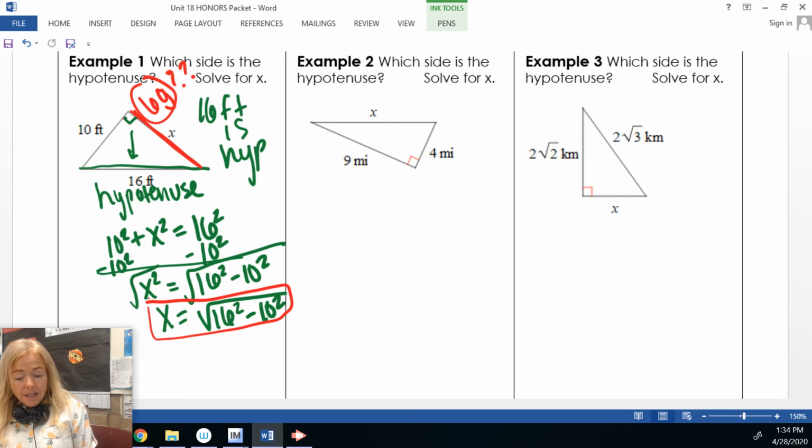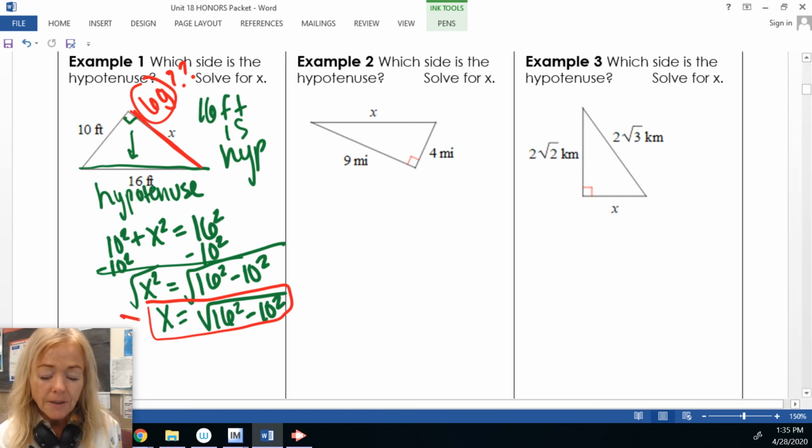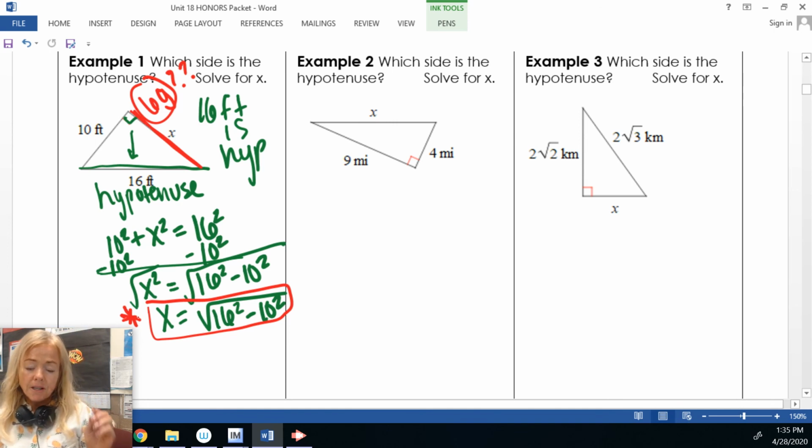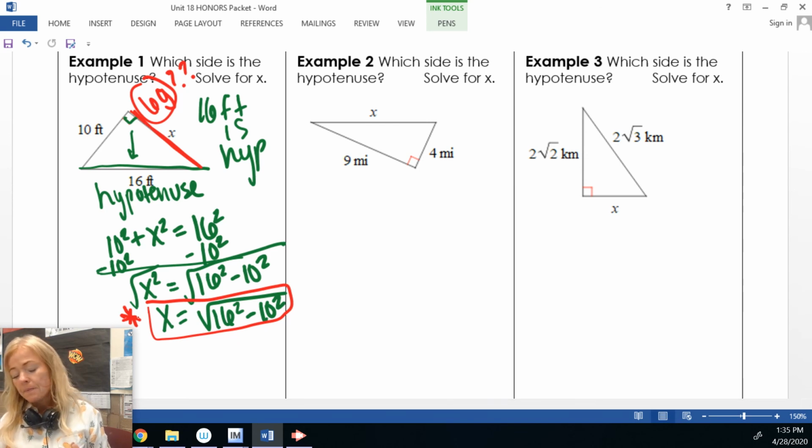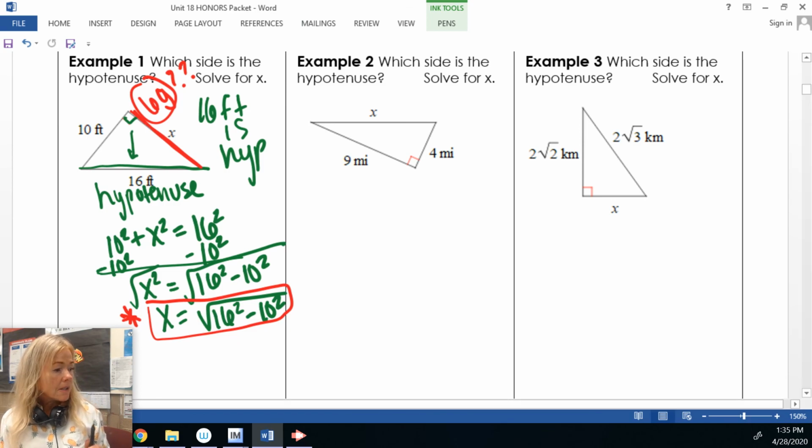So if I have a leg that's missing, so therefore I have the hypotenuse and a leg, all I need to do is start at this step right here. I can just say x equals, and then the square root of the hypotenuse squared minus the leg squared that I do have. And you can just plug that into your calculator as you see it.